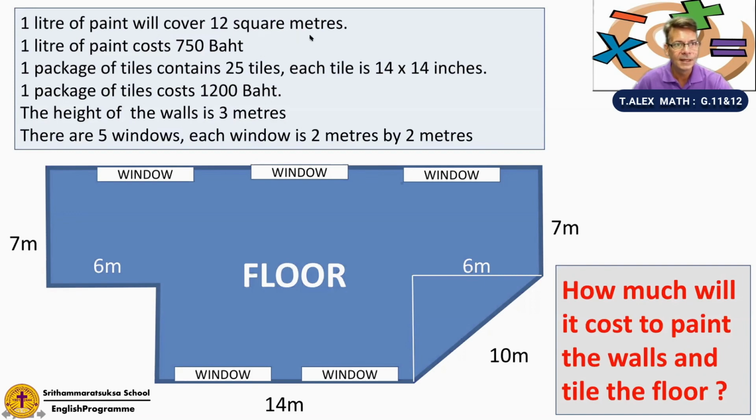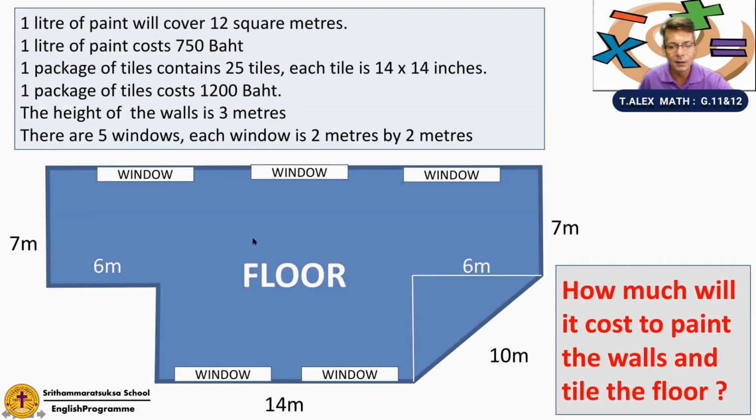floor. Now, say the floor was 1,200 square meters. You would need 750 baht multiplied by 100. You need to use ratios to change and work out how much it will cost you for the whole room.